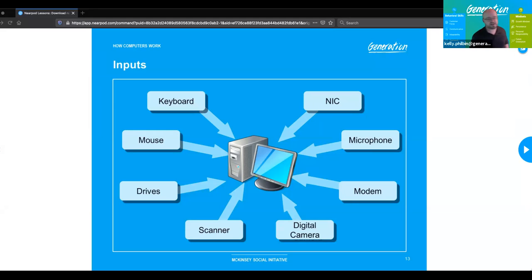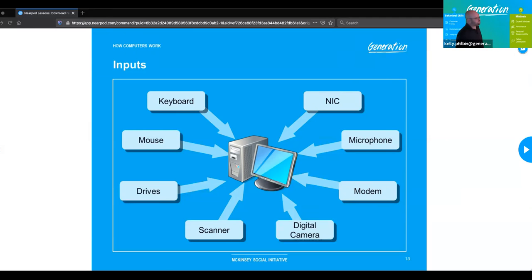All right, now we're just looking at basic inputs. Like you have your NIC card. Does anybody know what a NIC card is off the top of their head? Network interface card. Very good. Network interface card. I've not seen the acronym NIC for years. And they still use it.